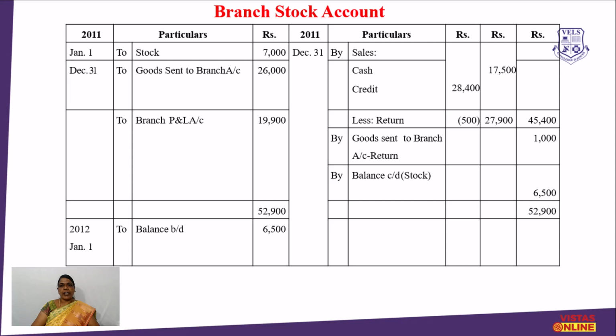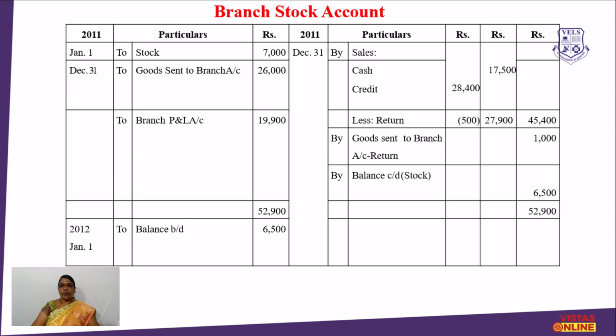Come to the credit side. The sales value they have given: cash sales 17,500, then credit sales 28,400. Return also they have mentioned in the question, 500. The sales return you will subtract from the total sales value. Credit sales value 28,400 minus 500, you will get 27,900.